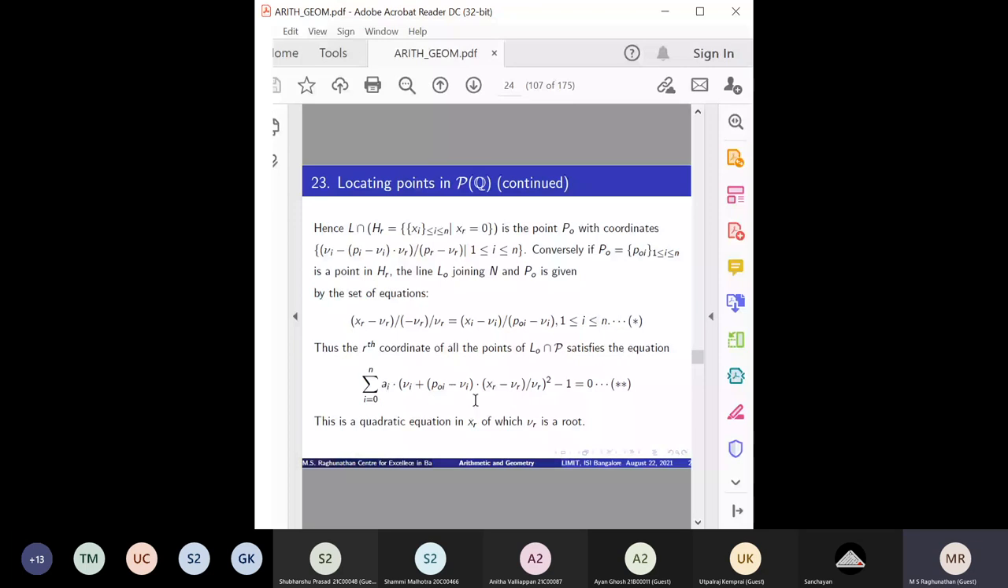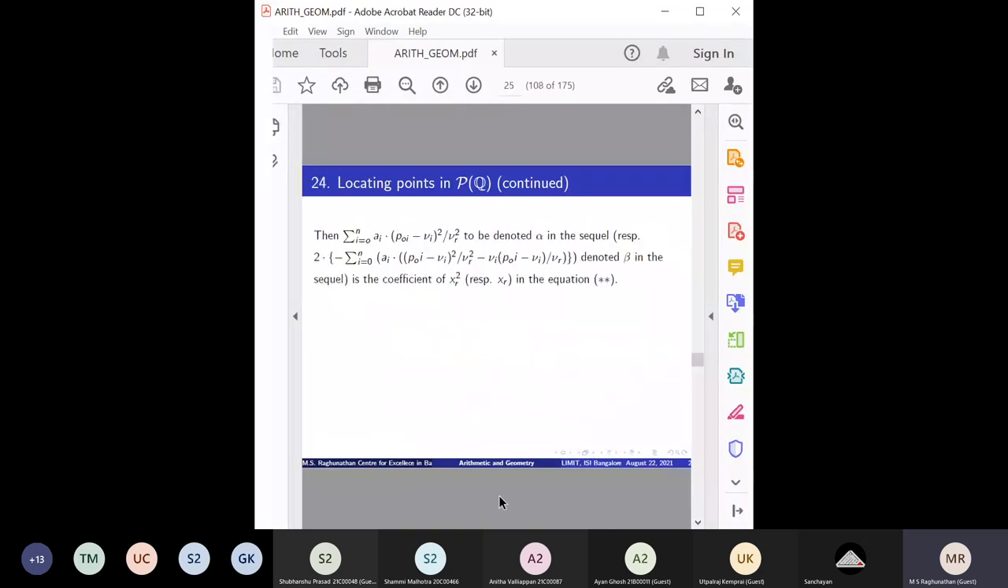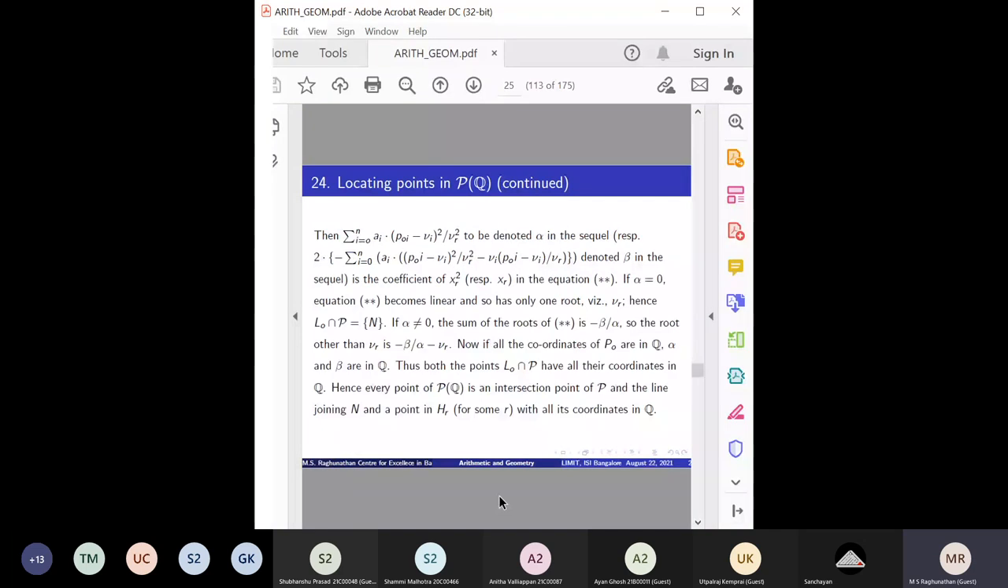And if you have a quadratic equation with rational coefficients, if one root is rational, the other root also has to be rational, because the sum of the two roots is essentially minus the coefficient of the xr term divided by the coefficient of the xr squared term. The sum of the roots is precisely that. So because of that, we could solve the problem. That's how we located all the points in PQ with rational coordinates.